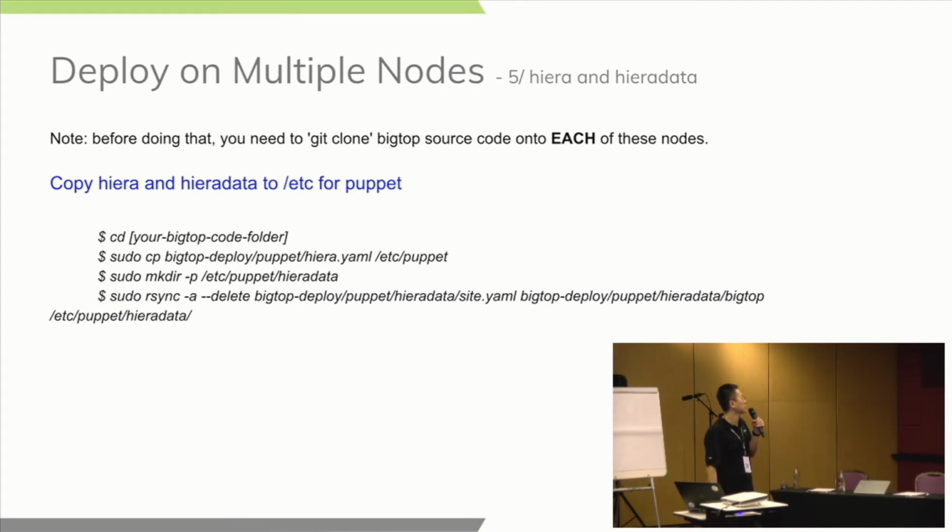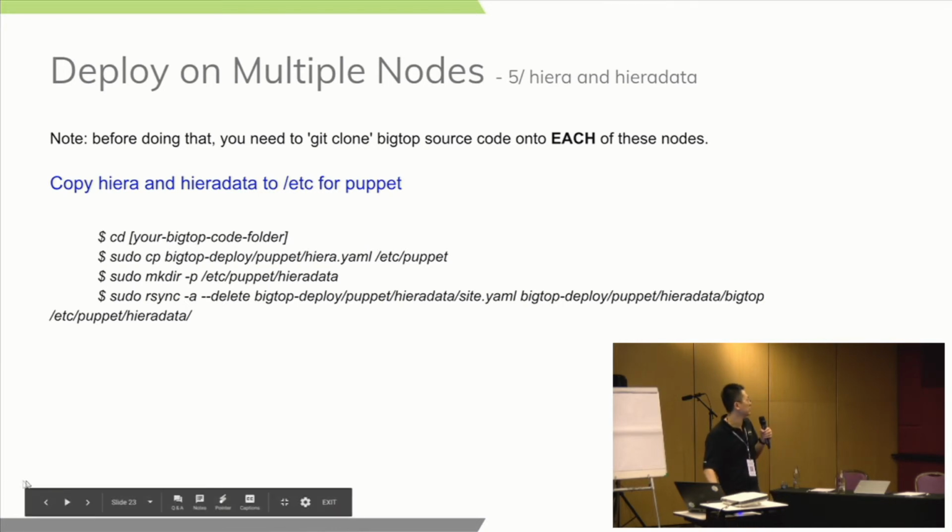And then, okay, here you need to copy the hiera and hieradata to each of your nodes. Clearly, you should clone the Bigtop source code onto each of your machines. That's a required step. And after that, you copy the hiera and hieradata into the etc directory. As the last step shows, you copy it to etc puppet.